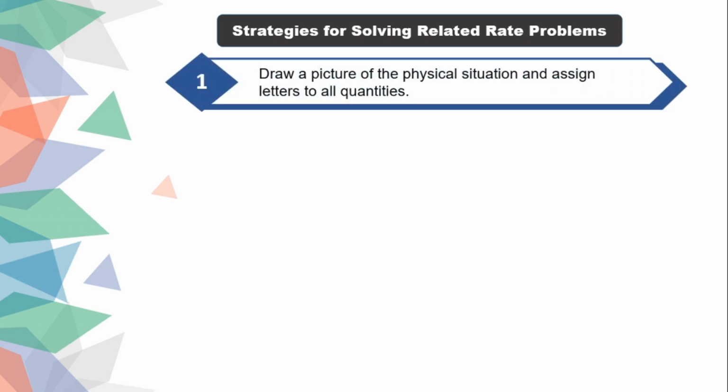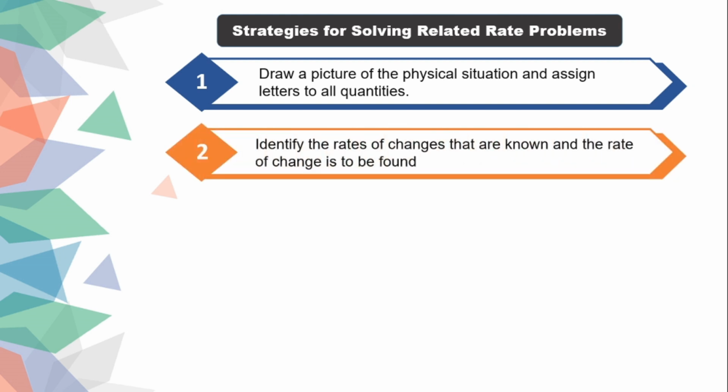First, draw a picture of the physical situation and assign letters to all quantities. For example, we write radius as r, time as t, volume as V. Second strategy, identify the rates of change that are known and the rate of change to be found. Usually, a rate is expressed as a derivative with respect to time.